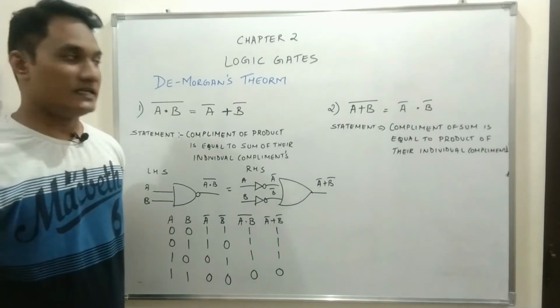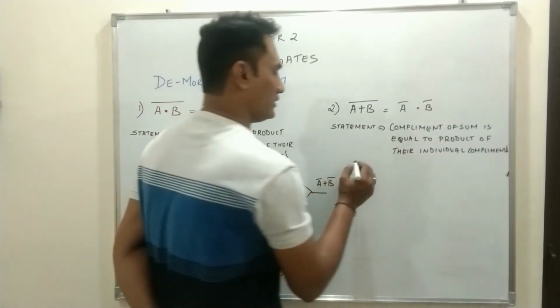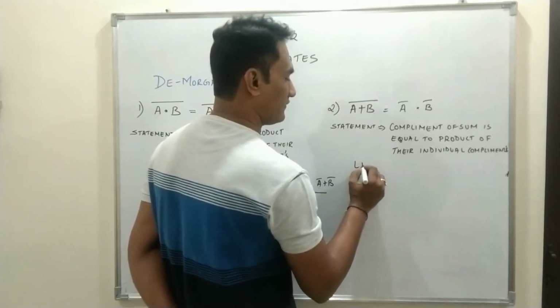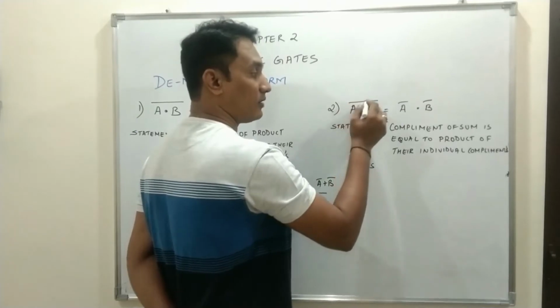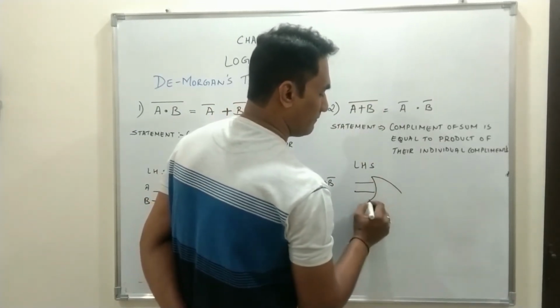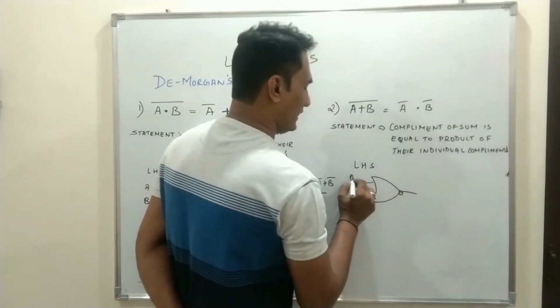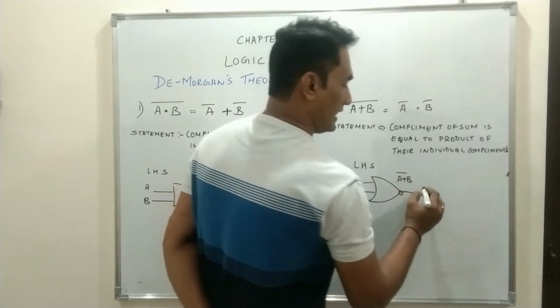Complement of sum is equal to product of their individual complement. Then you have to draw the diagram. So on the left hand side, (A plus B) whole bar: the plus sign indicates OR operation, and complement of OR is NOR. So A and B are connected by a NOR gate. This will be A, this is B, and this will be (A plus B) whole bar.